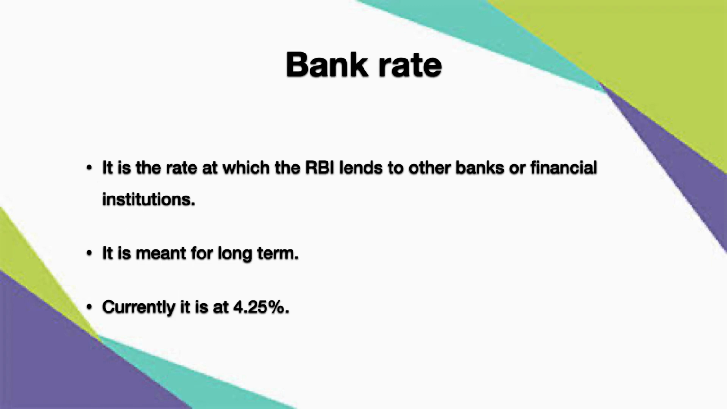Next is bank rate. It is the rate at which the RBI lends to other banks or financial institutions. Now, if a bank has an NPA, that is a non-performing asset, right? The bank has to restructure itself. Then it is the rate at which RBI lends to other banks or institutions. In order for the banks to restructure themselves, the RBI is going to help the commercial banks, or even other financial institutions like cooperative banks or RRBs, etc.